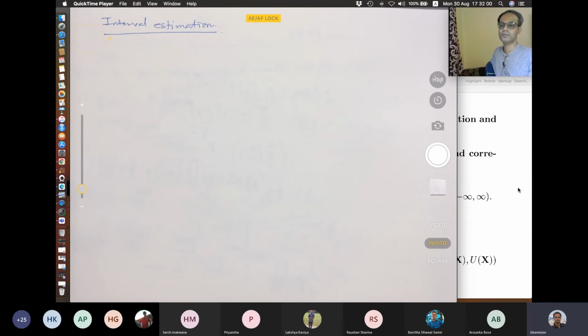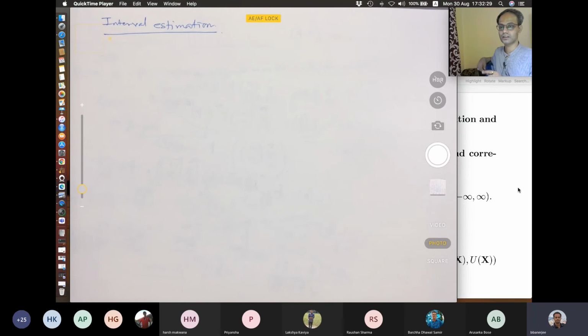It will be free from any unknown parameter. It will be a function of data only. So that random interval will contain the true value with a certain probability. Remember this thing: a random interval containing the true value with a certain probability. So that means that the true value may not be within that interval. It may be within that interval, it may not be within that interval.